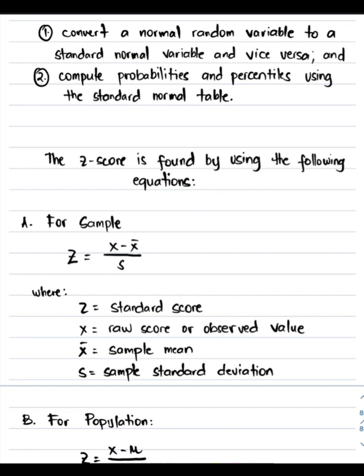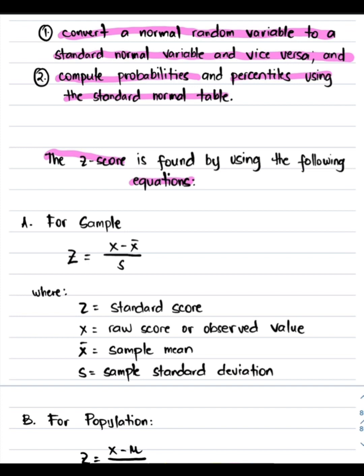So today we will discuss how to convert a normal random variable to a standard normal variable and vice versa. And we need to compute probabilities and percentiles using the standard normal table, or what we call the Z table. So the z-score is found by using the following equation.